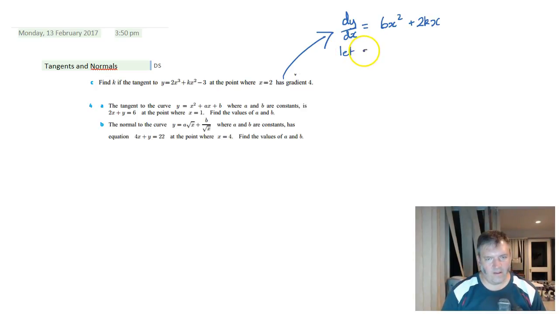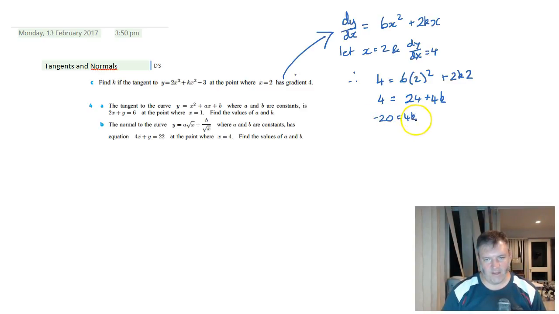So we're going to let x equal 2 and dy/dx equal 4. Now we just have to solve that. 4 is going to equal 6 multiplied by 2 squared plus 2 by k by 2. 4 equals 6 fours are 24 plus 4k. We'll subtract 24 from each side. I've got negative 20 equals 4k. Therefore, k equals negative 5. That's all you have to do for that one.